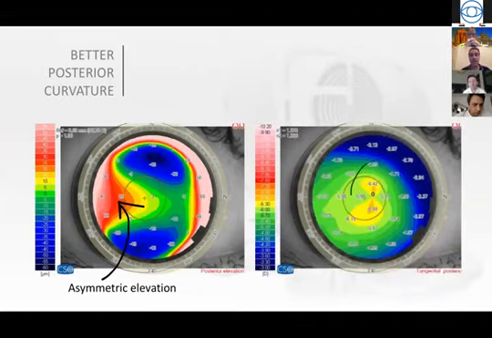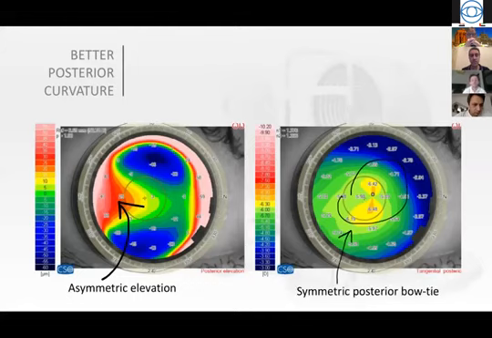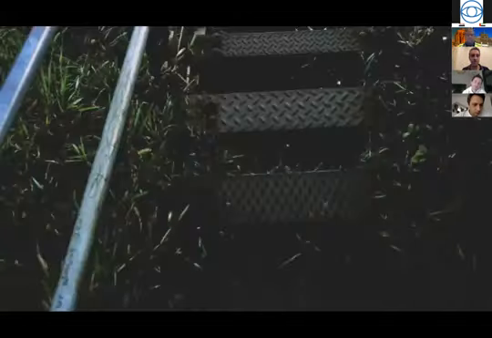But if you take a look at the posterior curvature, you could see that the posterior curvature is pretty symmetrical here. It's a nice symmetrical bow tie. And that's why it's nice again to take a look at the curvature, which does not suffer from artifact. So you could rely on OCT for a much better representation of posterior curvature.